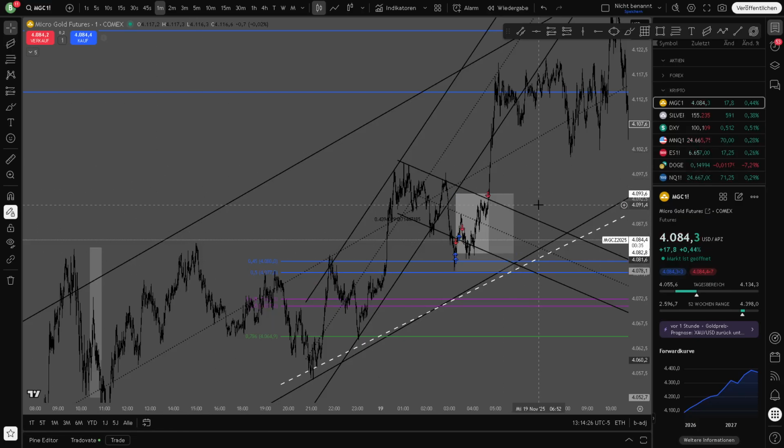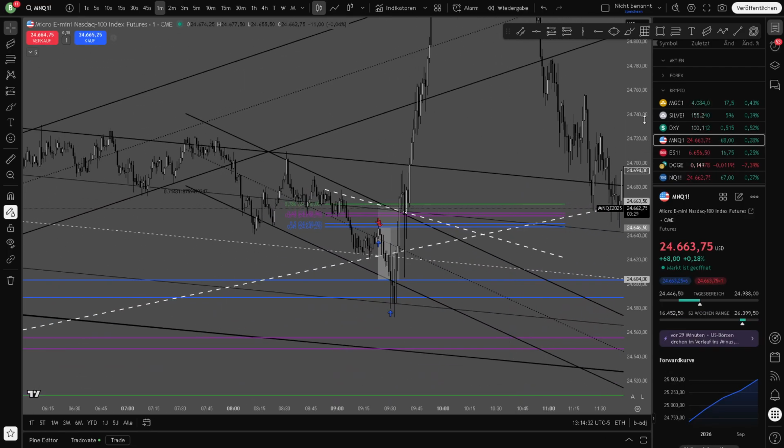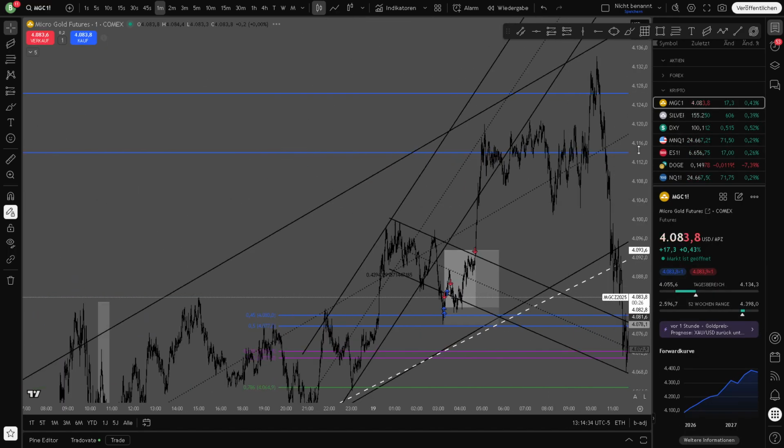Okay, so we're gonna go over two trades that I took today. Pretty nice ones here, two nice wins, and also pretty good RR. So yeah, let's just go over that.